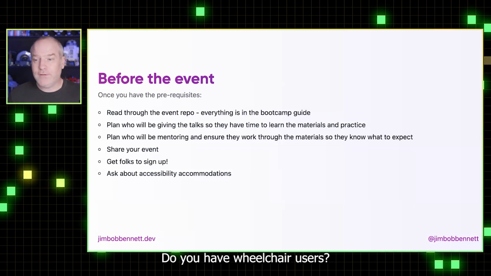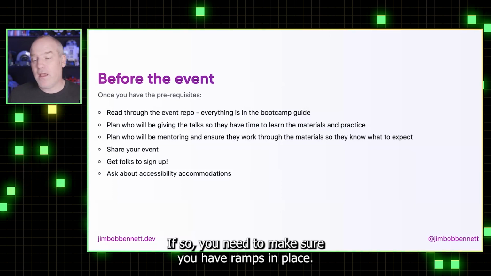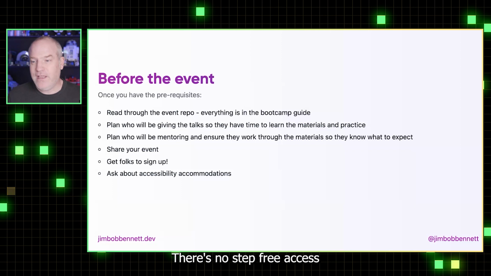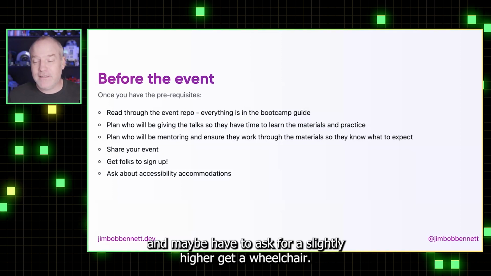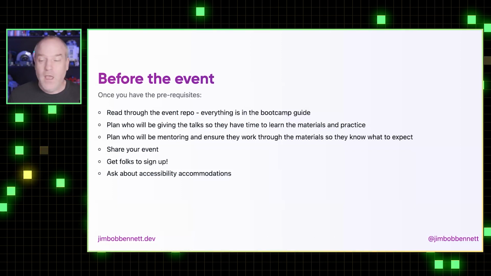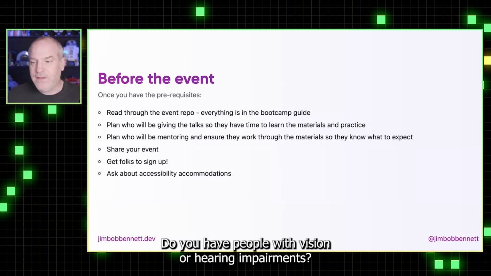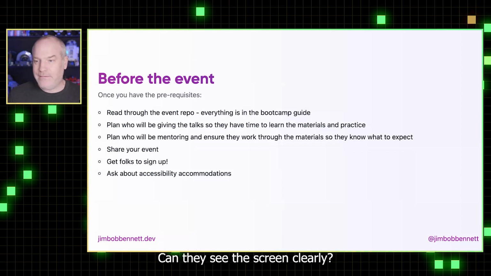Do you have wheelchair users? If so, you need to make sure you have ramps in place, there's step-free access, and maybe have desks that are slightly high so you can get a wheelchair under. Do you have people with vision or hearing impairments? Can they see the screen clearly if you get close enough? Can you provide good audio so they can hear clearly?